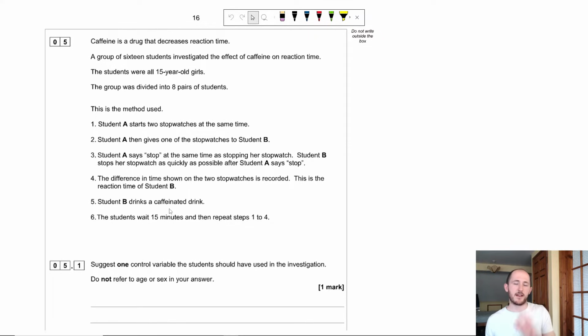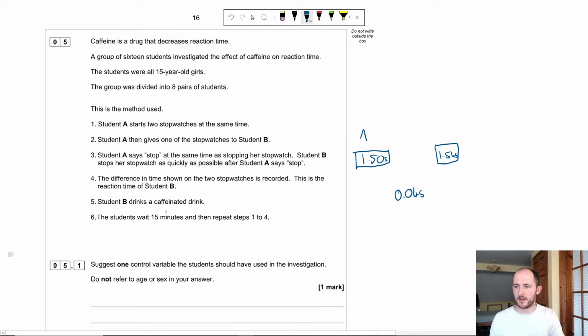Student B drinks a caffeinated drink, and then they redo it and they see what the difference is. So essentially, if you imagine it, on student A's, maybe it's going to say 1.50 seconds. And on student B's, it might say something like 1.54 seconds, which means the reaction time is 0.04 seconds in that particular instance that I've demonstrated, okay? So the idea is that, again, student A clicks both of them, hands one over, then goes stop, and then boom, clicks the other one. The difference in that is the reaction time, as shown here. So that's just an example.